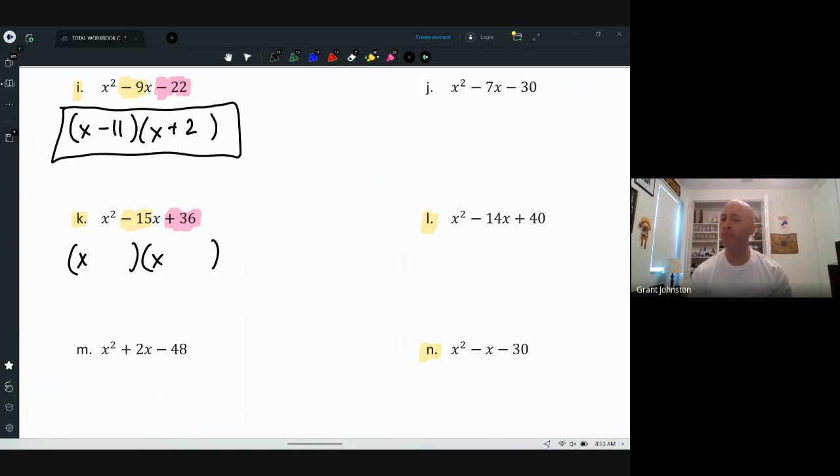So if two numbers are going to multiply to a positive yet add to a negative, that should hint at me that both of these are going to be negative. Because it's got to multiply to a positive yet add to a negative. So they're both going to have to be negative. And it should be 12 and 3 there. Negative 12 times negative 3 would be positive 36. Negative 12 plus negative 3 would be negative 15.